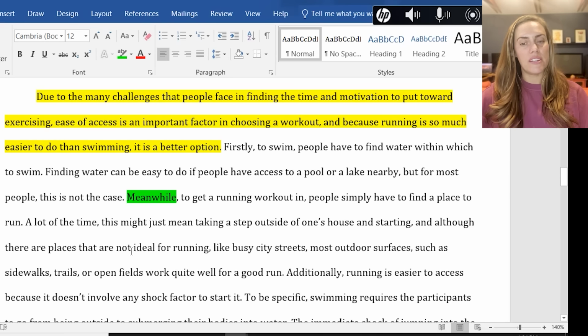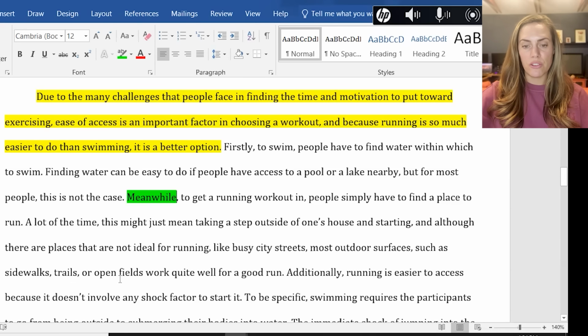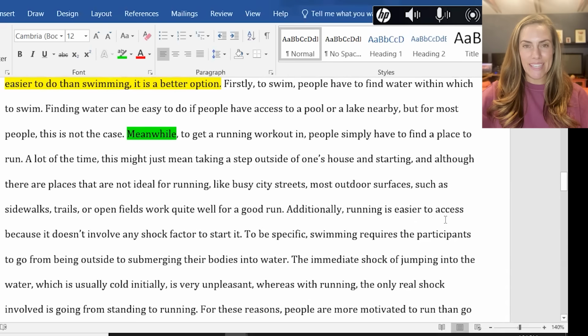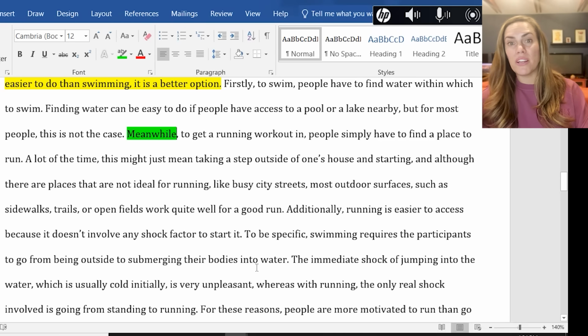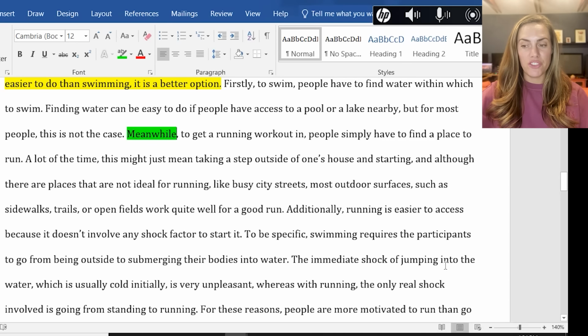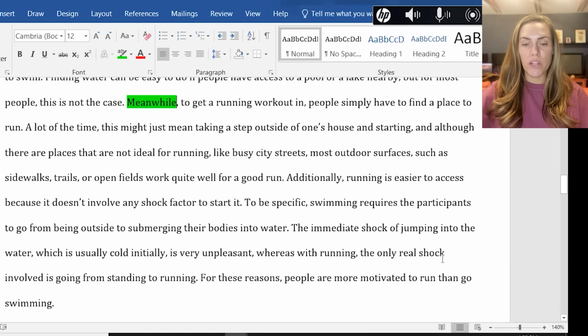And although there are places that are not ideal for running, like busy city streets, most outdoor surfaces, such as sidewalks, trails, or open fields, work quite well for a good run. Additionally, running is easier to access because it doesn't involve any shock factor to start it. To be specific, swimming requires the participants to go from being outside to submerging their bodies into water. The immediate shock of jumping into the water, which is usually cold initially, is very unpleasant, believe me. Whereas with running, the only real shock involved is going from standing to running. For these reasons, people are more motivated to run than go swimming.